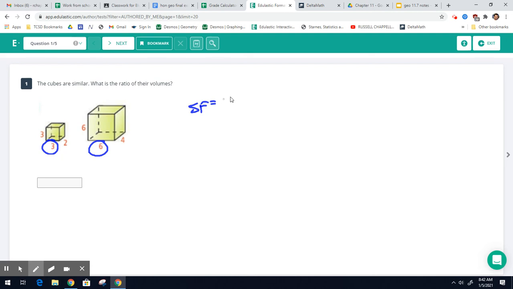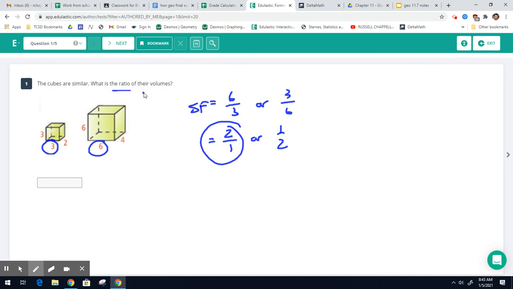I'm going to use 6 and 3, and you can do 6 over 3, or you could do 3 over 6. It doesn't matter to me. Then the ratio of the scale factor reduced would be 2 over 1 or 1 over 2. So that's your scale factor, either one of those. I'm going to focus on 2 over 1. That's just what I'm going to do.